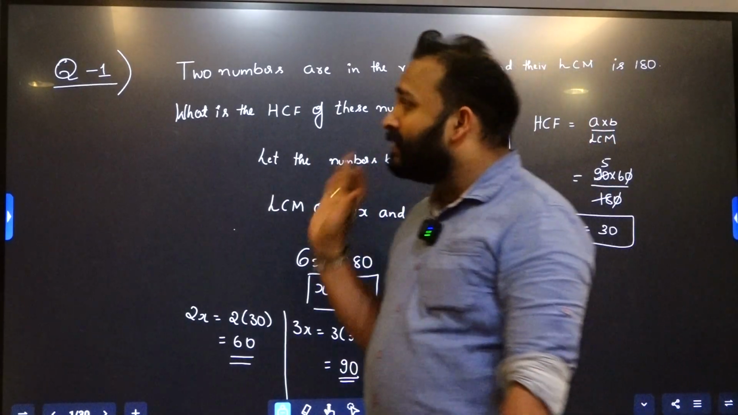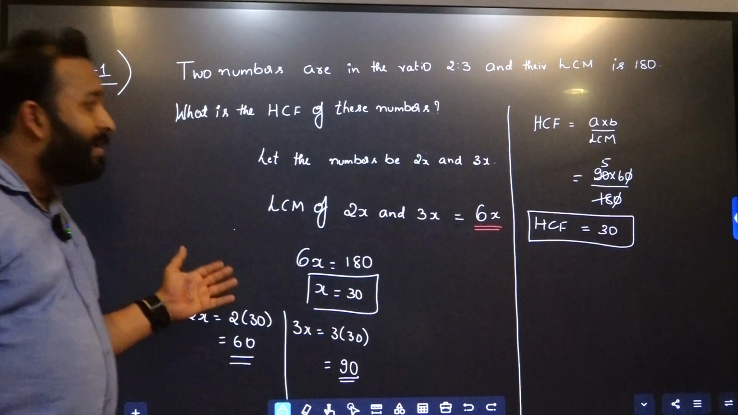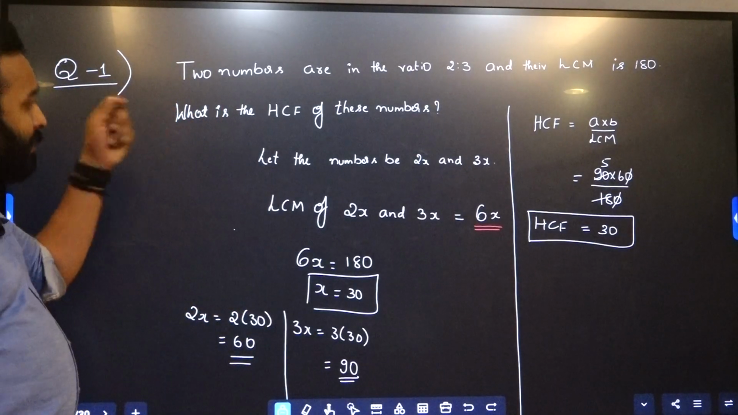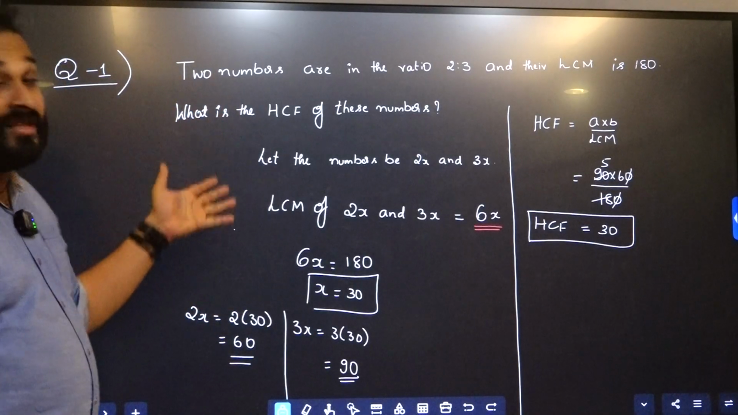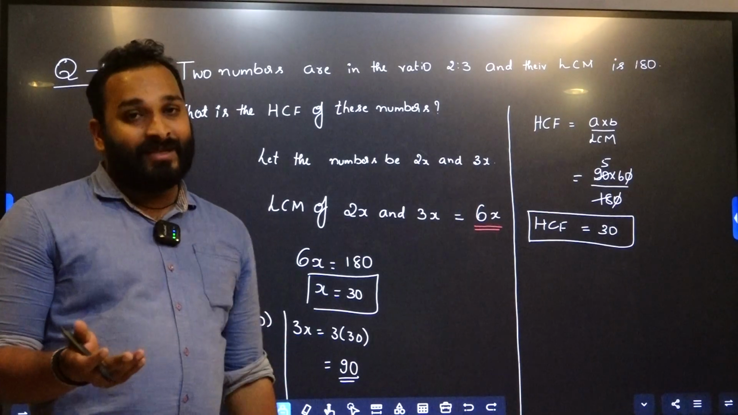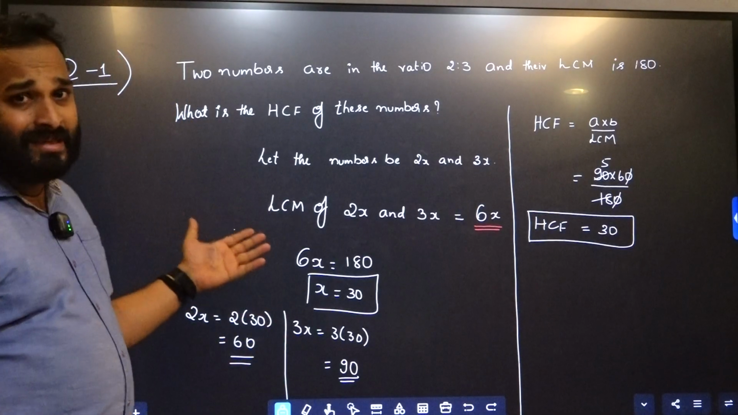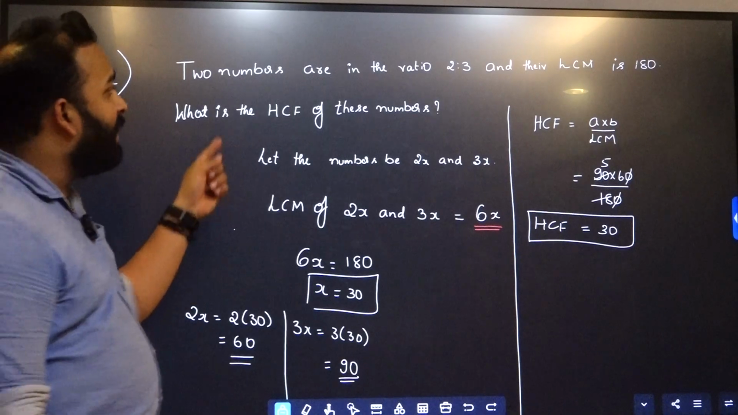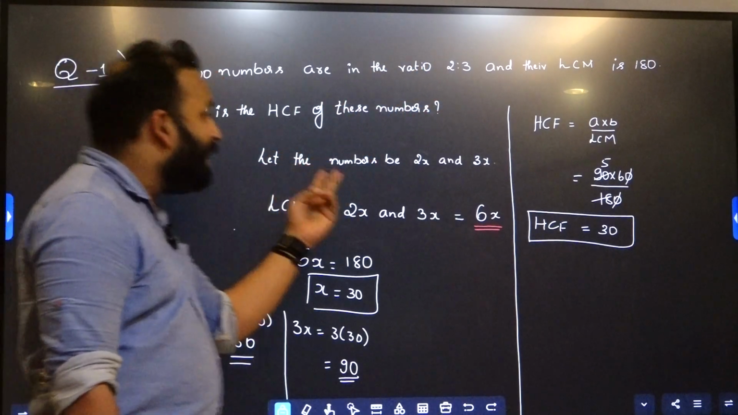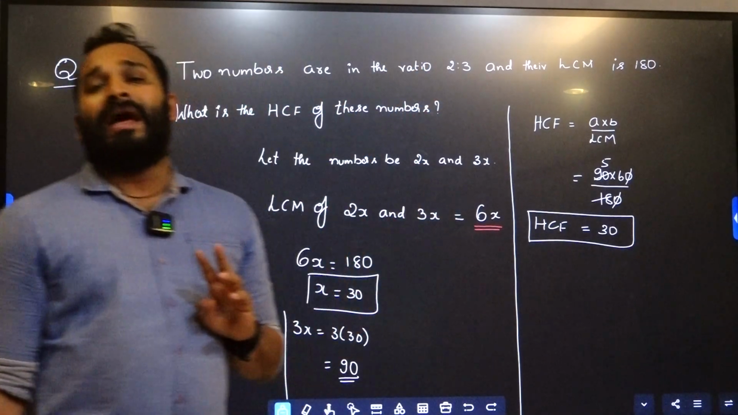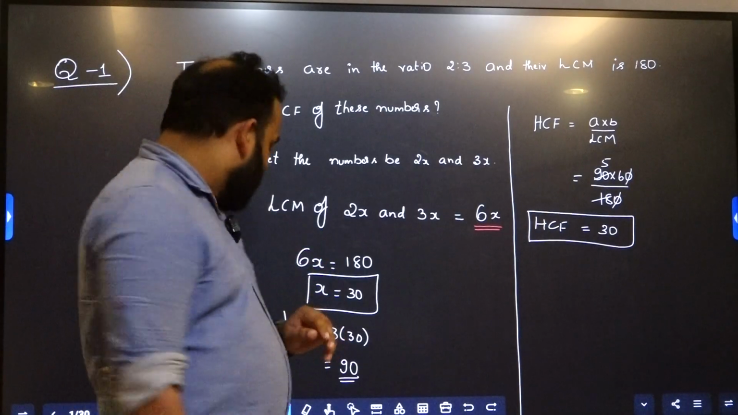Easy and simple. The first question is clear. Yes, children, please make a note of this. Pause the video and make a note of this. You can expect this question to repeat in your question paper. Yes. So I hope it's easy and simple. Yes, children. And always when you get 2 is to 3, something like that, take the numbers as 2x and 3x. Easy? Yes.